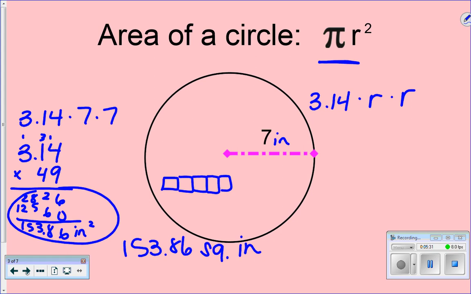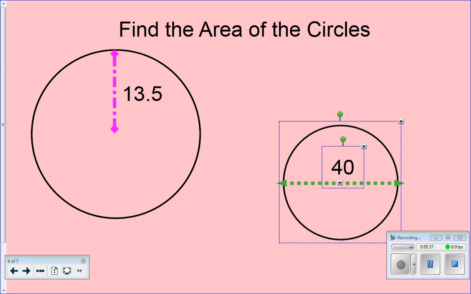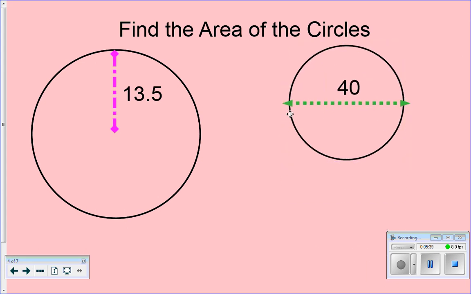Okay. Let's do another one. I actually don't want to do this one. I want to do this one right here. Let's talk about this one. What do you know about that circle? It has diameter, but what do I need for area? Radius. So what would my radius be here? 20. Now, go ahead and find the area for this. And let's say this is 40. Let's say it's centimeters.